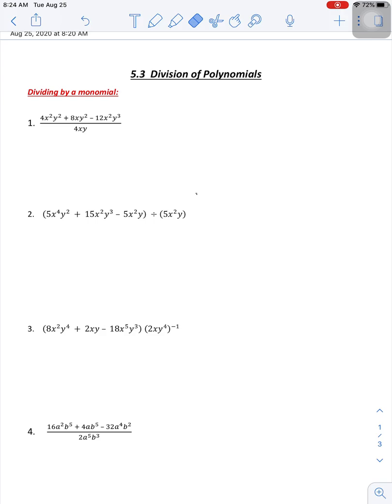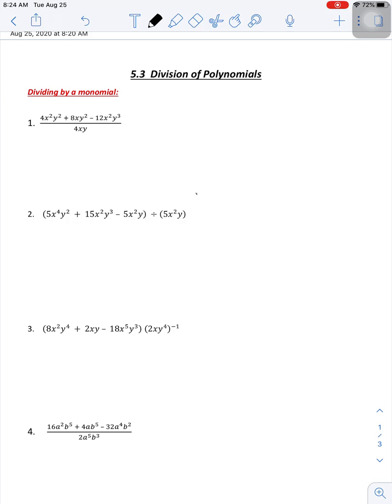Today we're going to look at dividing polynomials. You will basically have two situations: taking a polynomial and dividing by a monomial, and taking a polynomial and dividing by a binomial. To start with, we're going to take a look at dividing a polynomial by a monomial.